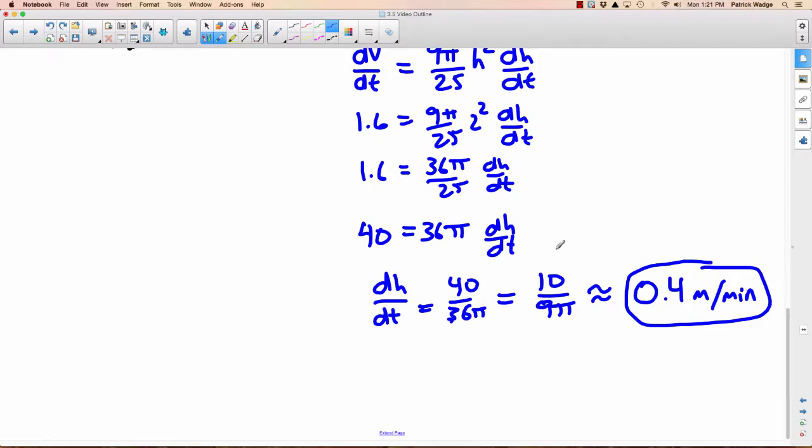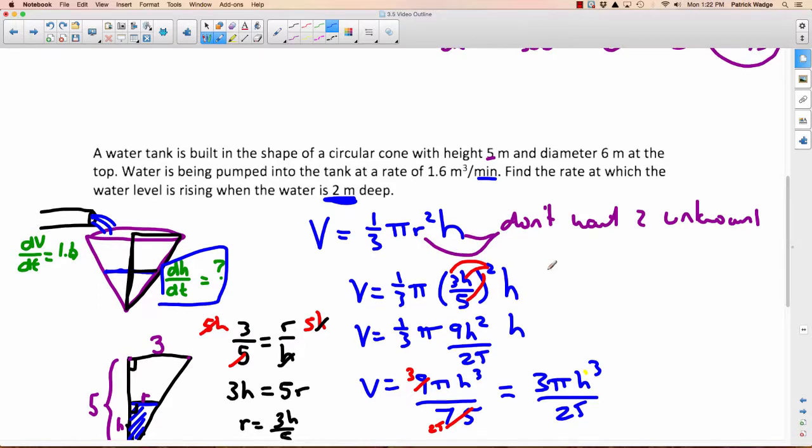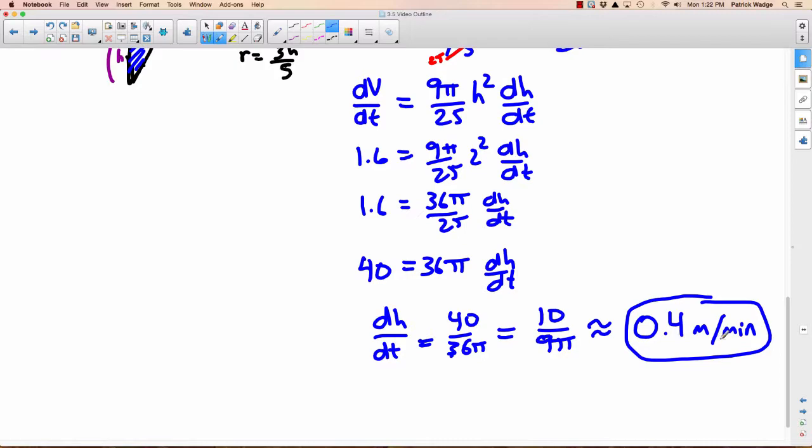Okay, again, makes sense what we've just answered here? We've found that as this water is being pumped in at this rate, 1.6 meters cubed per minute, exactly at the point when the water level is 2 meters, at that point, the height of the water is going up at 0.4 meters per minute.